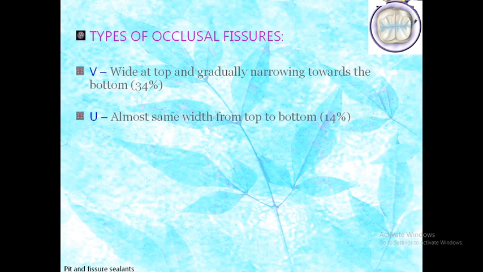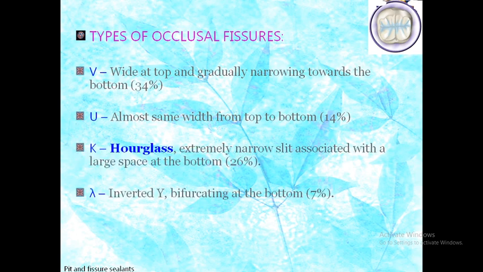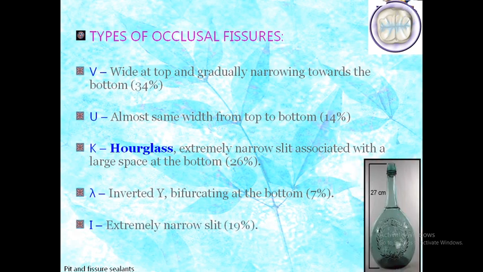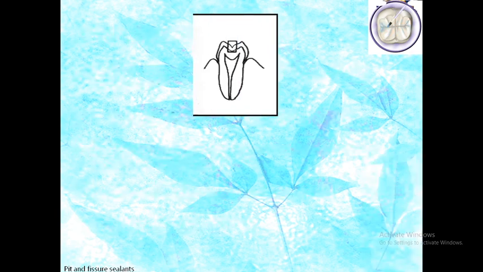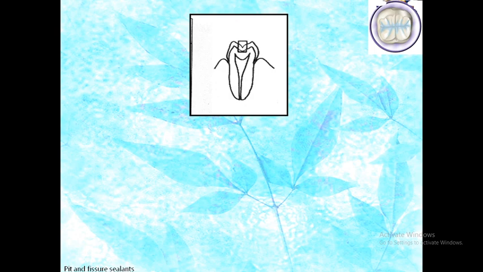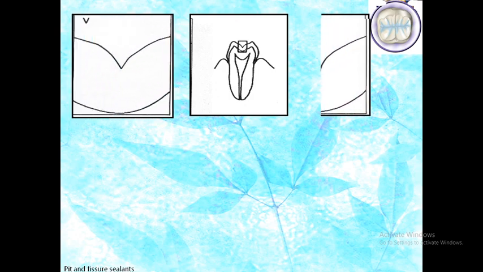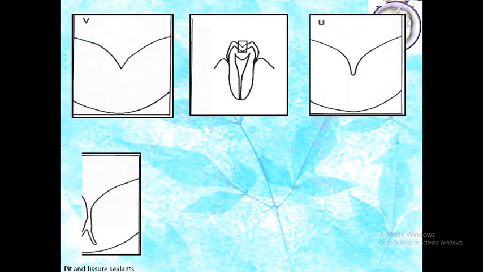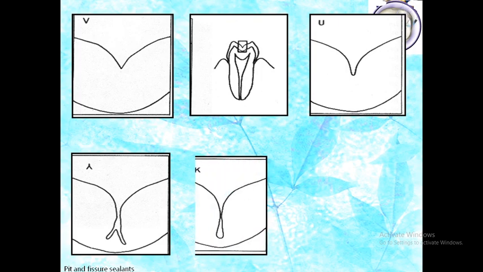Types of occlusal fissures. They are categorized based on the different shapes we find on a tooth surface, like V, U, K, inverted Y, and I. You can see the pictures showing the different pattern features and shapes.